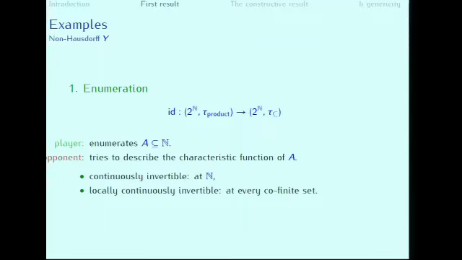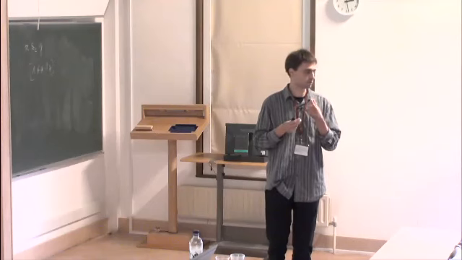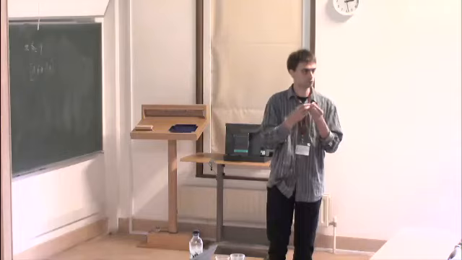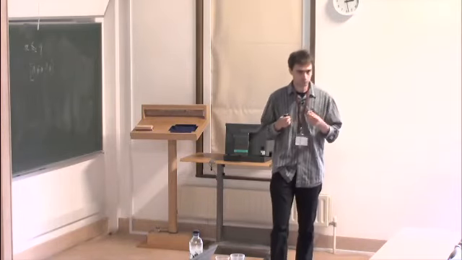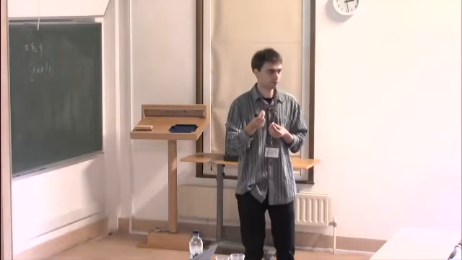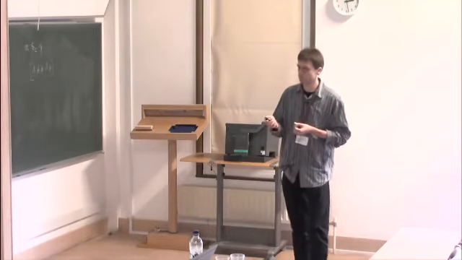So the game is like that. The player enumerates a set, and the opponent tries to compute the set. Where is the opponent able to do that? Well, when A is the whole set of natural numbers. If I enumerate the set of natural numbers, then every element will eventually be enumerated, so you will be able to construct the characteristic function of A. If there is a 0, at this place you will never know what the bit is.